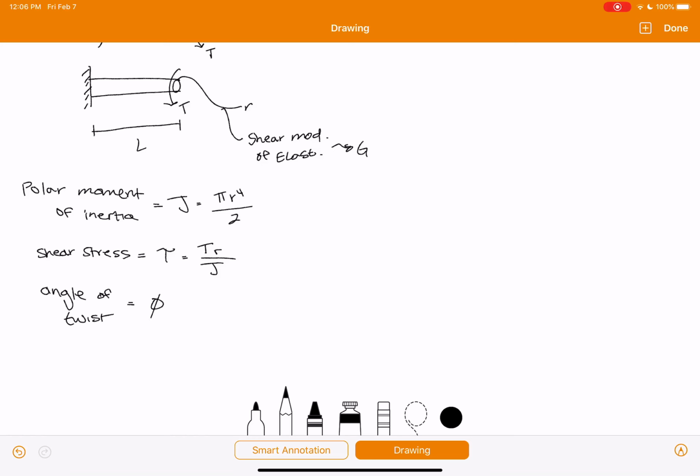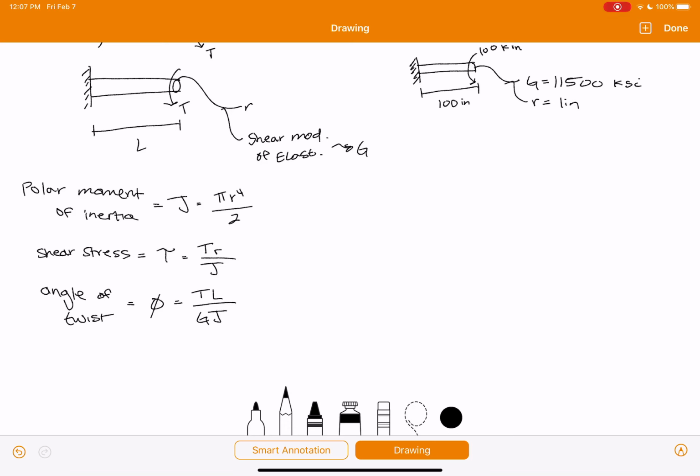And we use the Greek letter phi for that. And so we're going to take our torque times the total length divided by G times J. All right, so if we had, for example, some bar that is 100 inches long, and we apply a torque of 100 kip inches, and the properties of this bar, G is going to equal 11500 KSI, and our radius is going to be 1 inch.